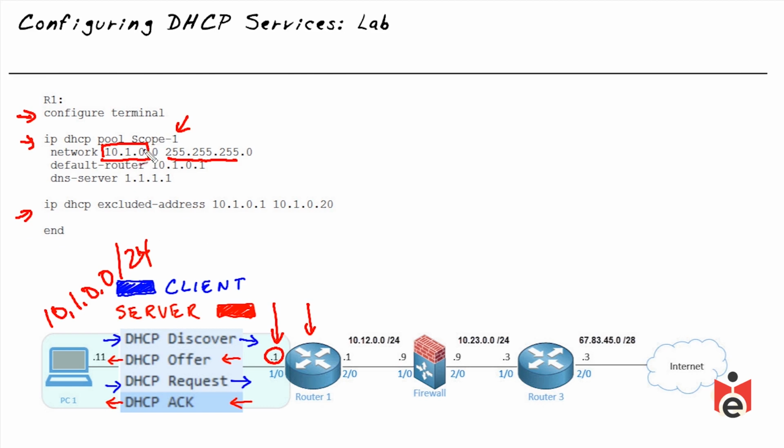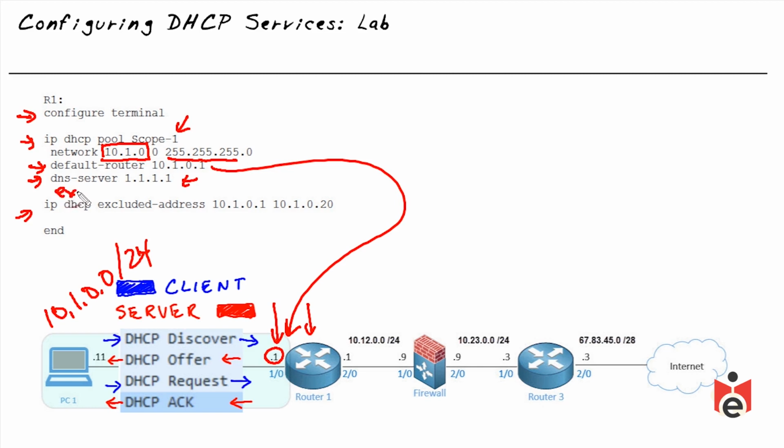While we're still here in the pool configuration mode for scope-1, we could also hand out some options, including the default gateway that we want PCs to use. The syntax on the Cisco router is default-router, and then the IP address that we want the PCs to use as a default gateway. And we can also hand out information such as a DNS server. If we hand out that information as an option, then the client will know who to go to when it needs to do DNS queries. And then we'll go ahead and we'll configure the exclusion range. Now, there's a couple of options.